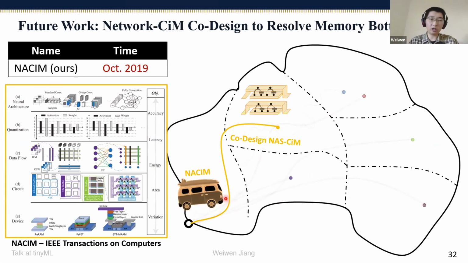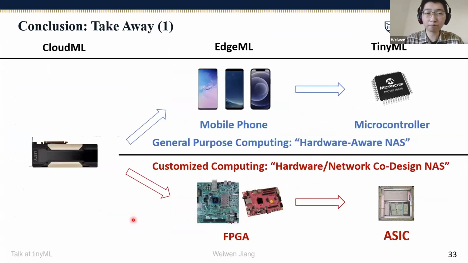However, there are also a lot of challenges, like device variations. And we propose the NeuroCIM framework, which is a cross-layer optimization framework, including the exploration of new architecture, quantization, data flow, circuit design, and also device selection. With such a framework, we expect that we can find a more energy efficient solution for machine learning applications, which can be suitable for the tinyML era.